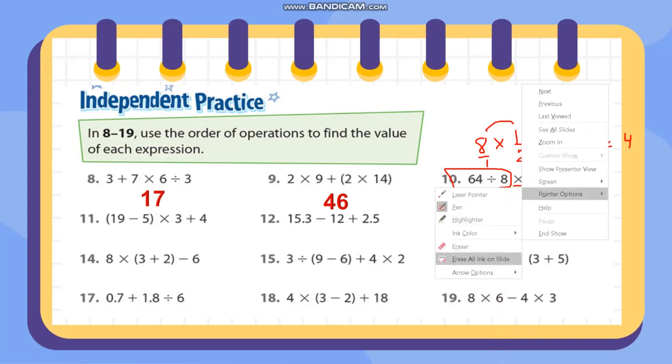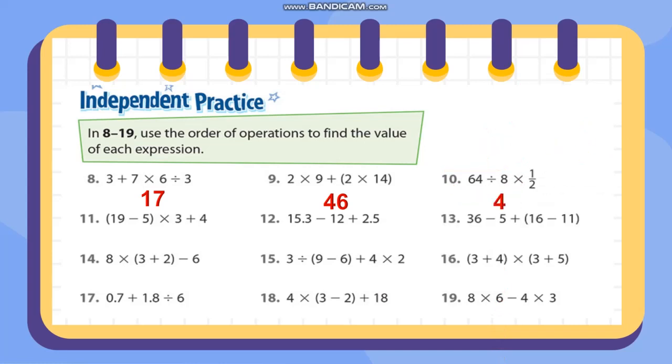Question number 11. 19 minus 5, open and close parenthesis, multiplied by 3 plus 4. So by applying the rule, which is the PEMDAS rule, again, okay, do not forget this one because this is your basis in order to find out the final answer.